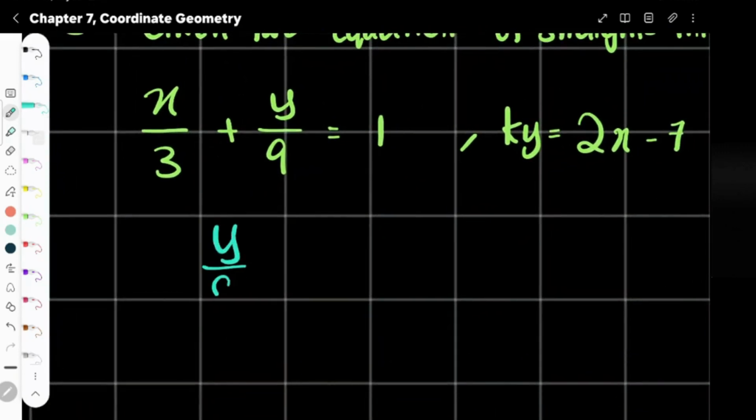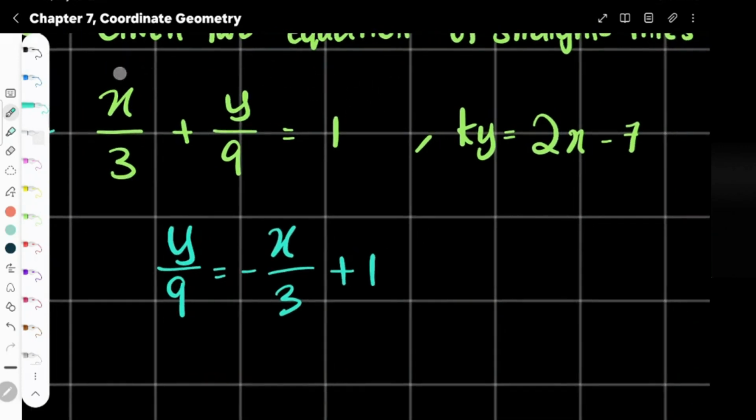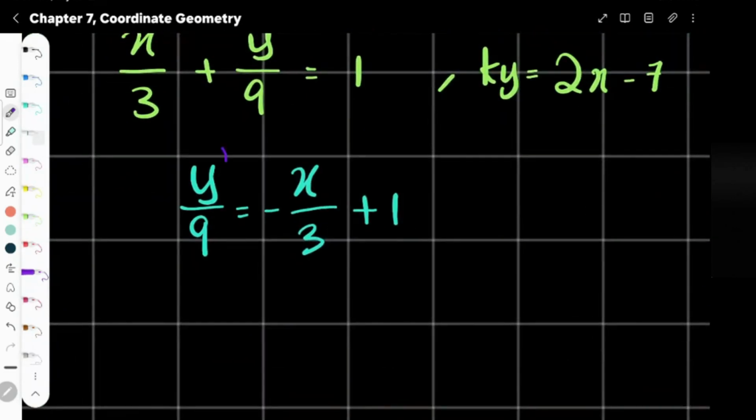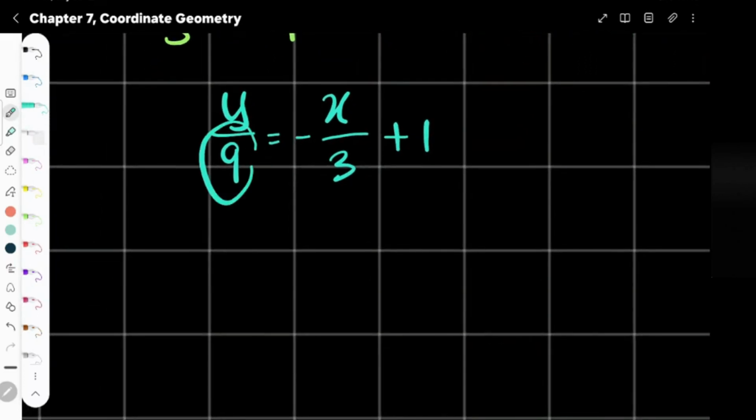So y over 9 equal to negative x over 3 plus 1. You just throw this to the right side. This is plus, right? So move to the right side, become minus. So that's why you become minus. Now, are you finished here? No, because y over 9 is not alone. So you have to get rid of the 9. So 9 is divide, right? To move to the other side, become times. But what do you times with? The whole thing.